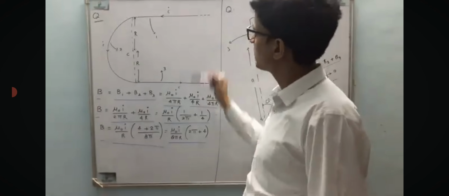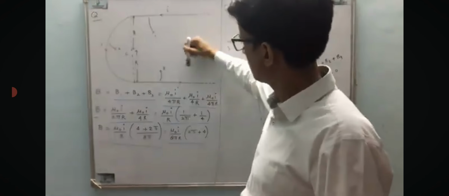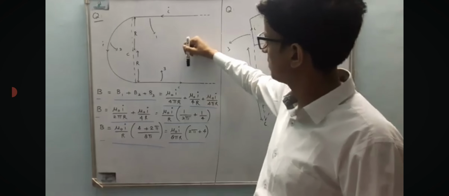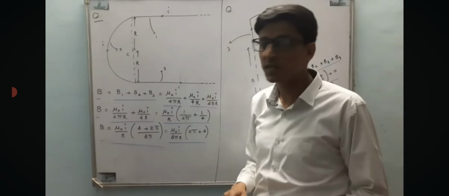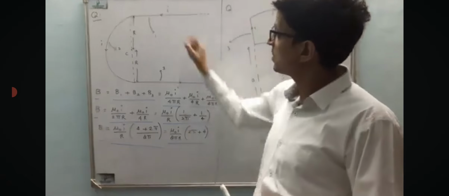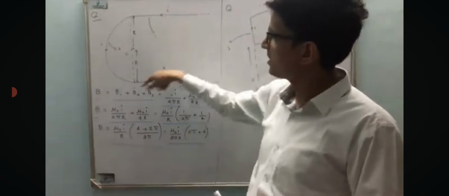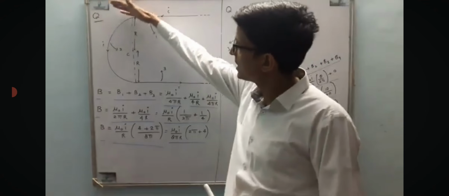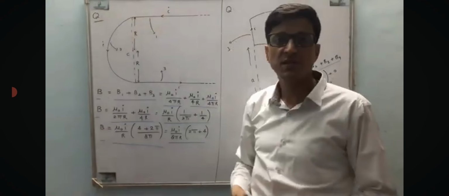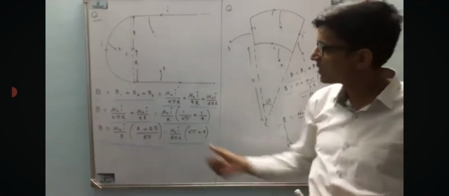In the first question, there are two semi-infinite line charges and one semicircle, and you need to find the magnetic field at the center. So there are three parts: part 1, part 2, part 3. The magnetic field will be the sum of these. As you can see from the directions, the magnetic field from all the elements will be up the plane, so I have just added them.